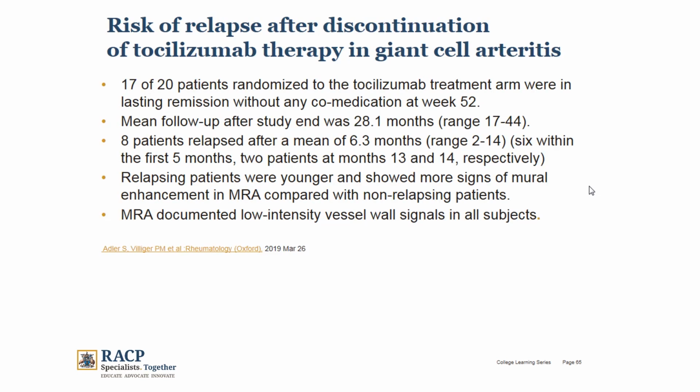This study tried to answer that, and 17 of the 20 patients that were randomized to the tocilizumab treatment arm had lasting remission at 52 weeks. After discontinuing treatment, 8 patients relapsed within about 6 months, and another 2 patients after 13 and 14 months. The patients who relapsed were younger, and they had more signs of mural enhancement on the MR angiogram.